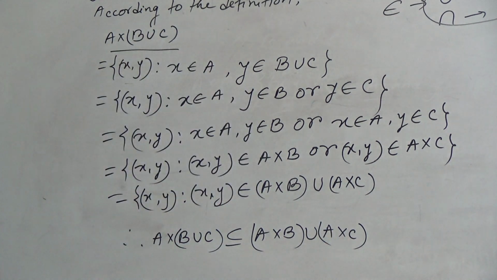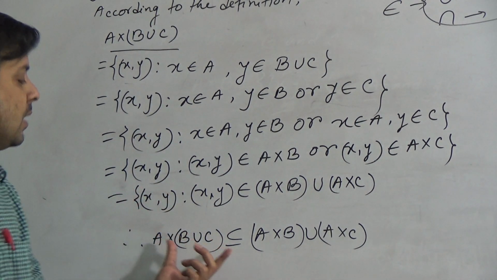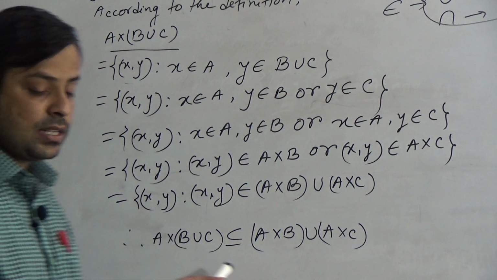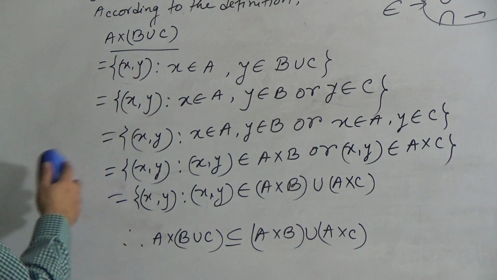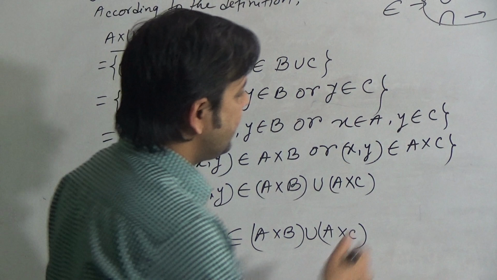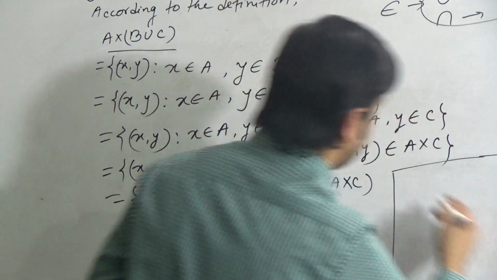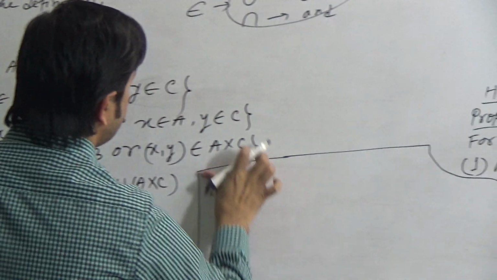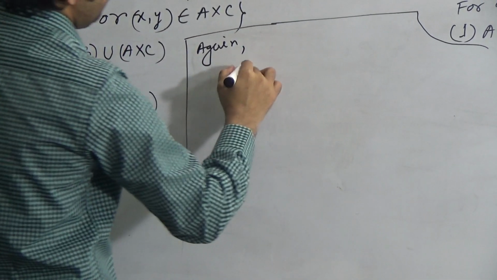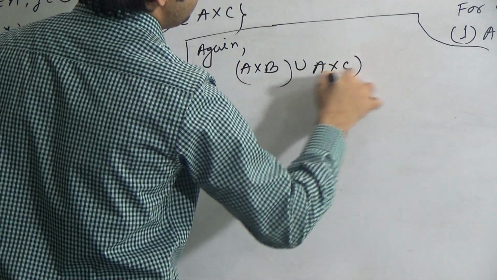Now, conversely, if we take at first right hand side, we will get left hand side as subset of right hand side. Okay. So, we can show now here conversely. I am doing in this portion. Again we can write here, what is the right hand side? Right hand side is A cross B union A cross C.